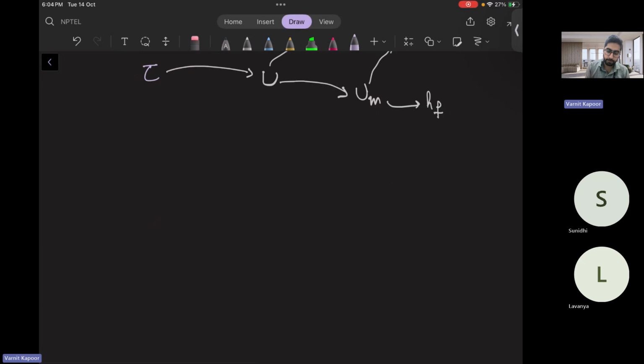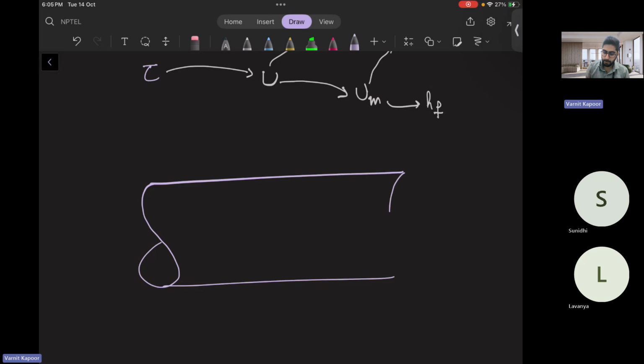So let me draw the diagram once again. There is a pipe in which the flow is happening. I assume that my y direction is from the base, and from the center line it is r, direction r. Let us assume capital R is the radius of the pipe.